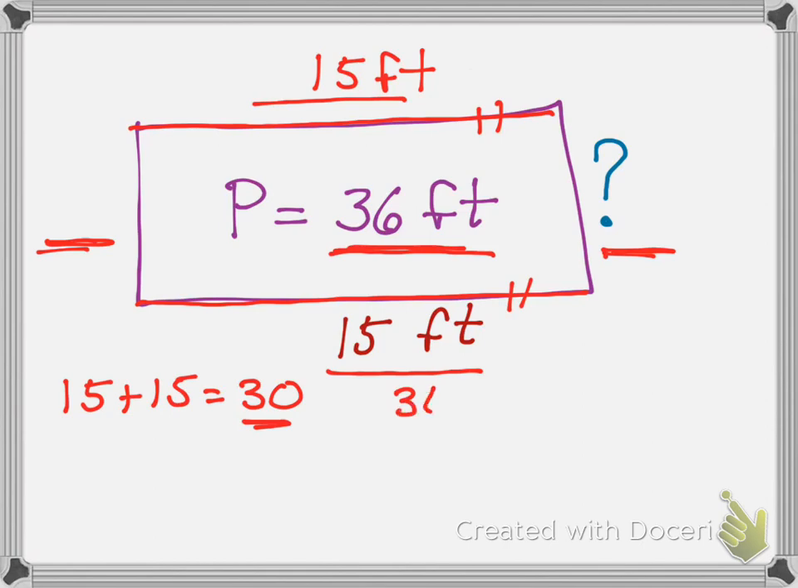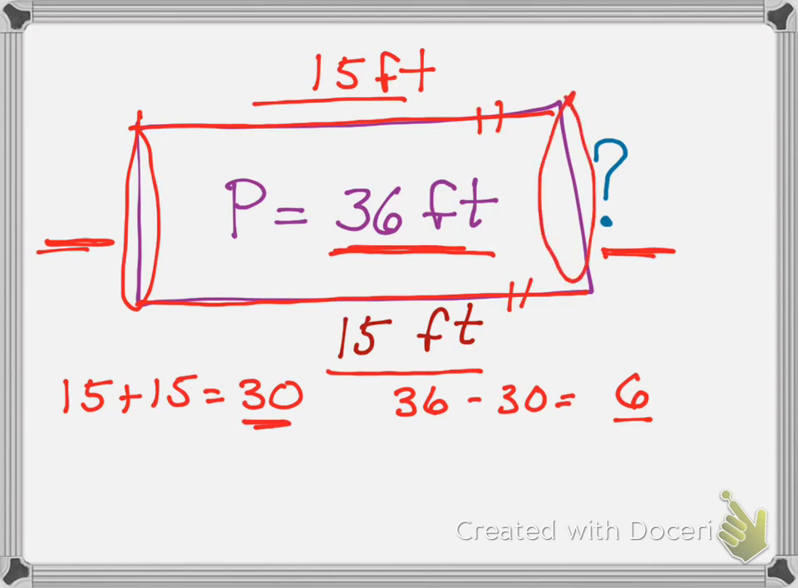So take 36, take away 30 from that, and we are left with 6. Since there are two sides that are missing, we need to divide this by 2, because there's two sides. We got to split that 6 in half. 6 divided by 2 is equal to 3.